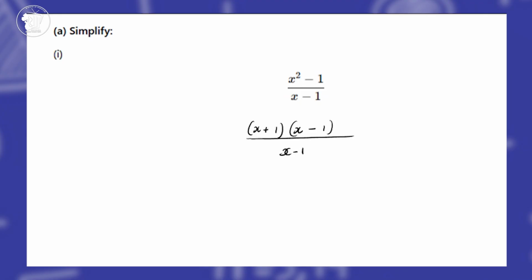So now we can do some cancelling out. This here will cancel with everything at the bottom because these two things are multiplying each other. So when we simplify this, we end up with x plus 1 over 1, which is the same as x plus 1. And that is the answer for this question.